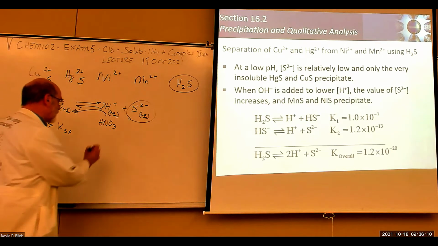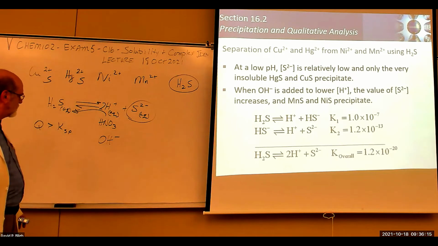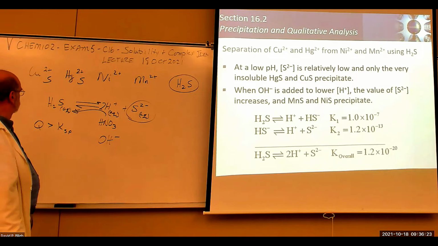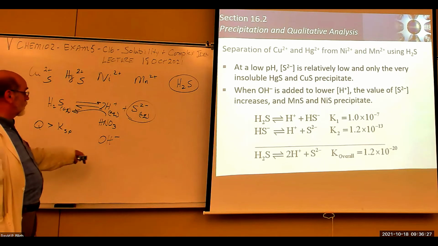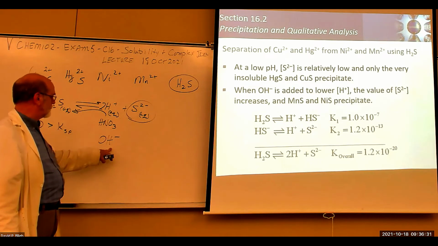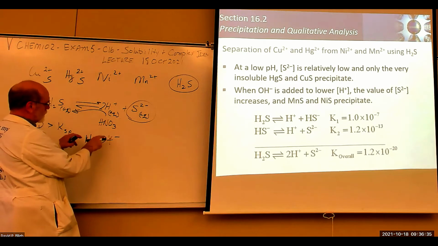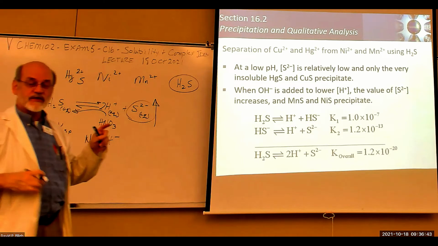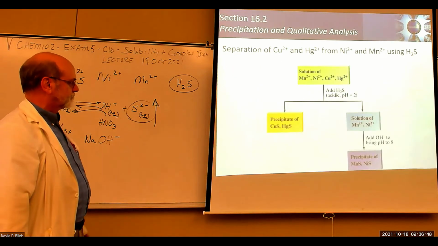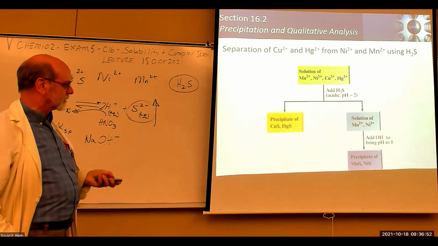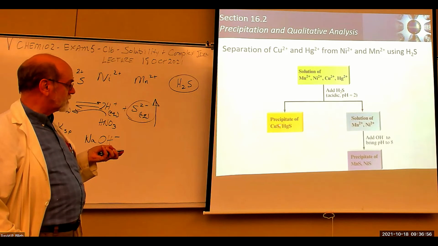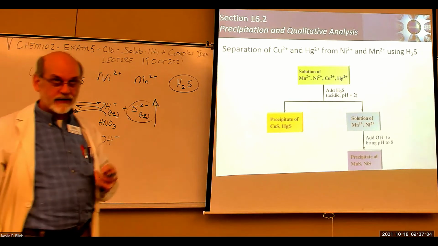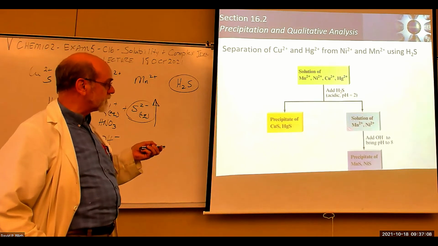Then if you add hydroxyls, okay, some kind of hydroxyl, let's see, what would be a good hydroxyl? Sodium hydroxide would work because sodium sulfide is also soluble. So if you use sodium hydroxide, then you could shift this reaction back to the right and produce more sulfide ions. Now you're going to pull out the ones that have a higher solubility with sulfide. Right? So here's the decision tree. We're going to precipitate copper and mercury with an acidified solution of hydrogen sulfide, hydrosulfuric acid. Then we have left in solution is manganese and nickel.